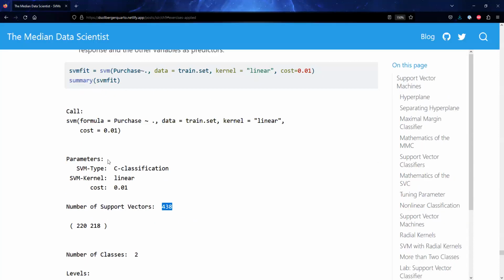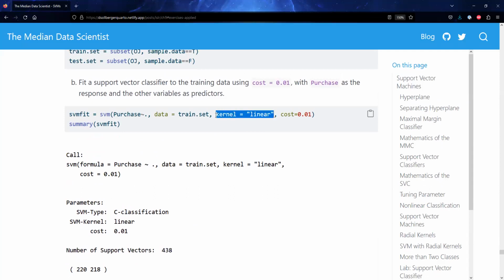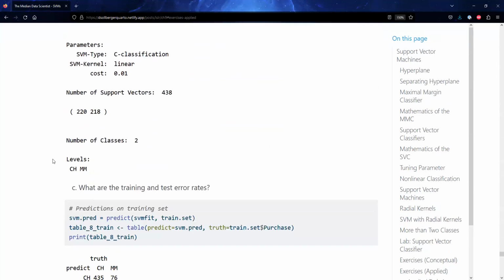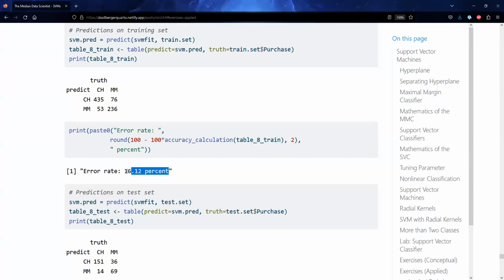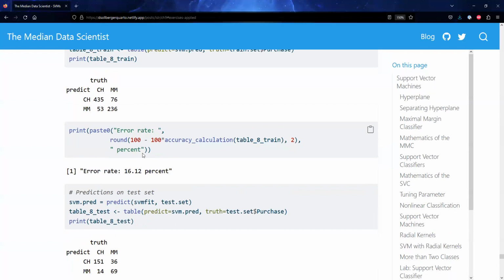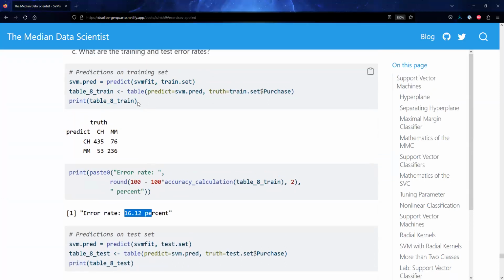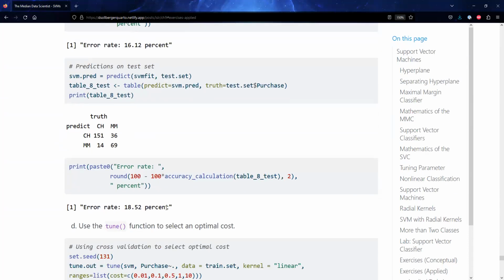At the moment, for the linear kernel, we have an error rate of 16%, where the error rate is the complement of the accuracy. An error rate of 16% on the training set. And on the testing set, an error rate of about 19%.